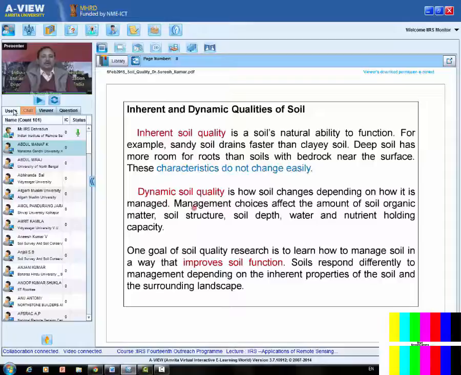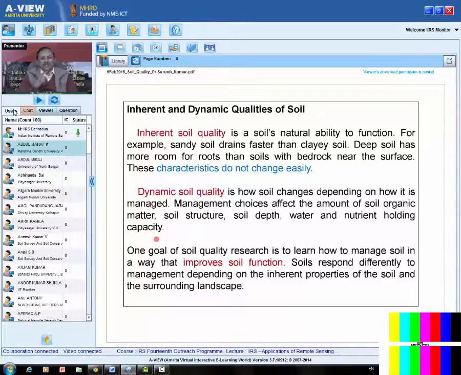Another is dynamic soil quality, which is how the soil changes depending on how it is managed. When we do agriculture, afforestation or plantation, we use the land for various purposes, and that affects the soil quality. For example, if you grow an orchard, organic matter will be more. If you grow agriculture, organic matter will be less. Then it affects soil structure, soil depth, and water and nutrient holding capacity. So these are dynamic soil quality.